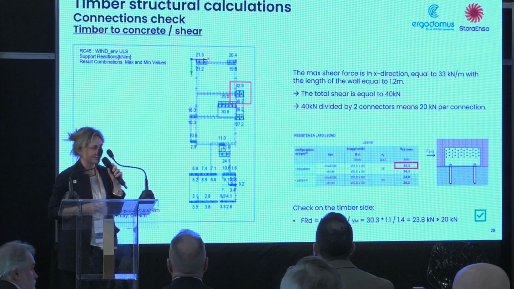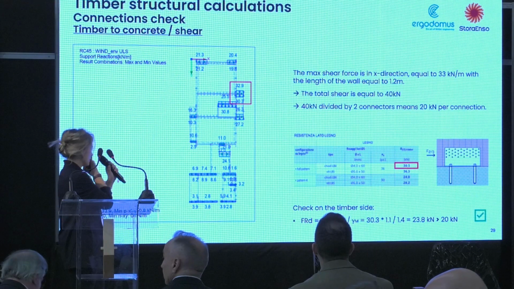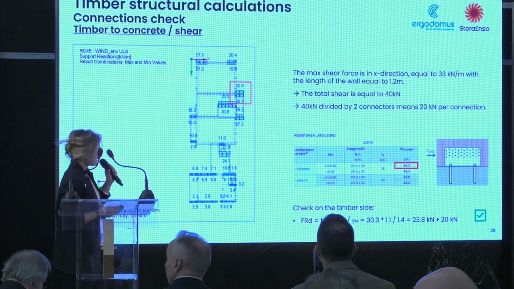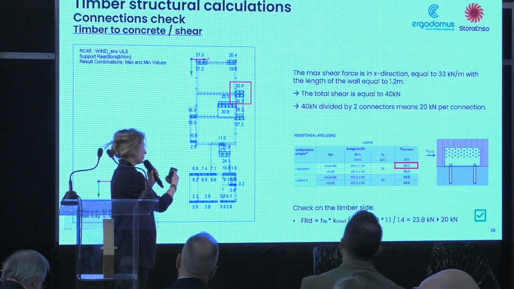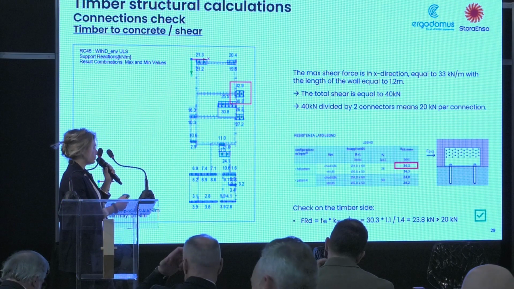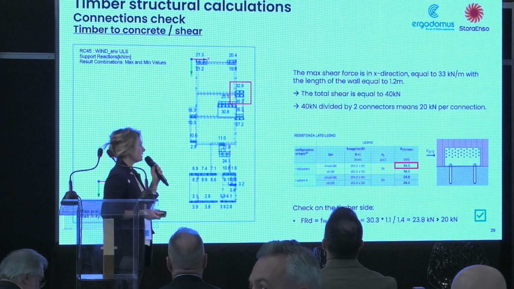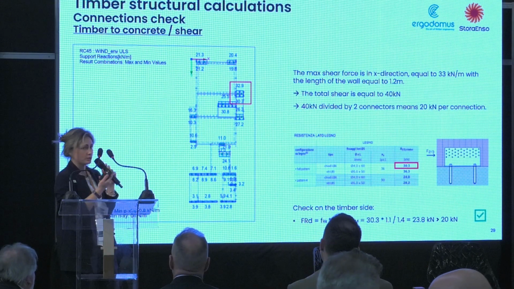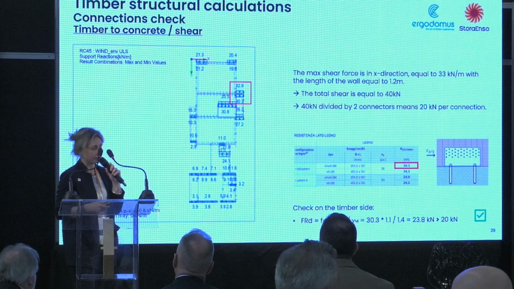We can take the Rotoblas brochure. We can see the resistance of each connector, and we can calculate if the connector is good for us. In this case, having done all the calculation, we see that it's okay, because each connector can resist 23 kilonewton. So it means that we have to use 2 of these, and it's okay. Since this is the maximum shear load, we are safe in all the rest of the building.